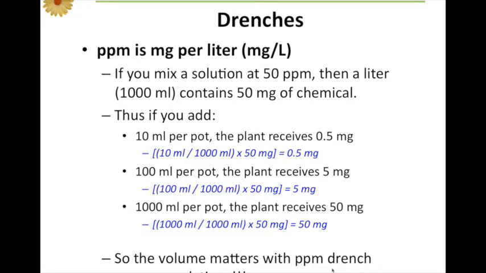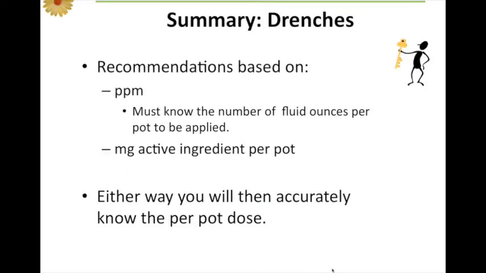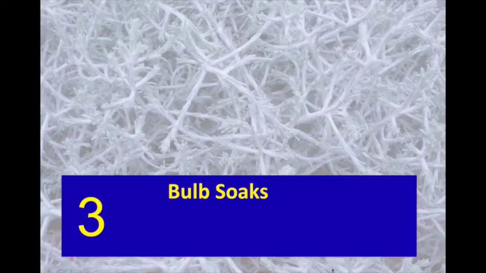And so we've got to be consistent so you don't mess up, because we didn't give those rate recommendations. So in parts per million, the bottom line is, if someone says rate, you say how many ounces are you adding then. The milligrams active ingredient already takes care of that. So either way you do it, it's okay, but you have to know what that ending dose is for that plant. So the final area that I need to cover is bulb soaks.